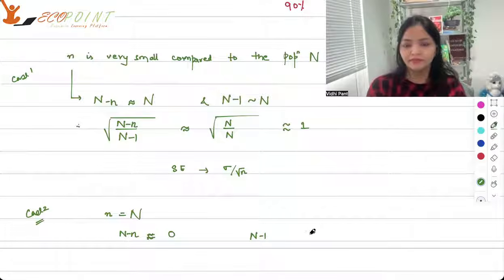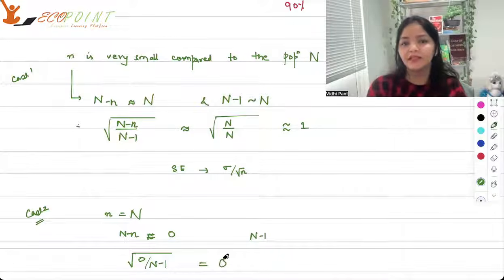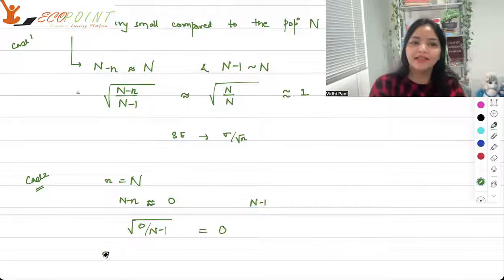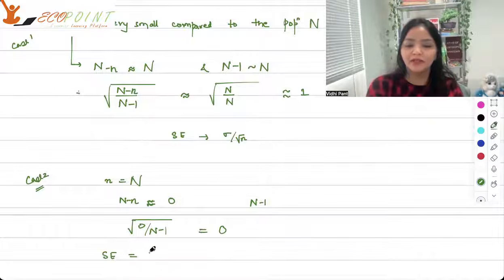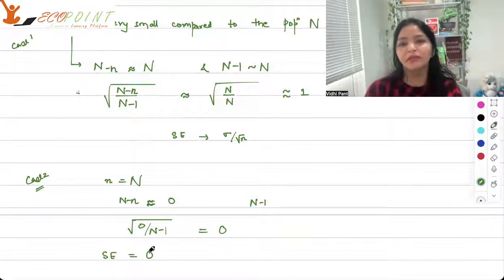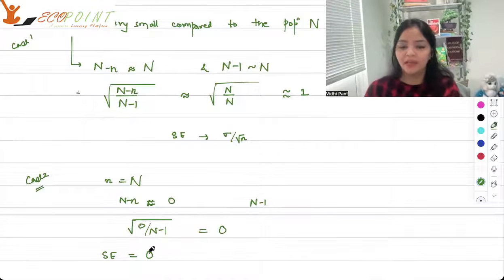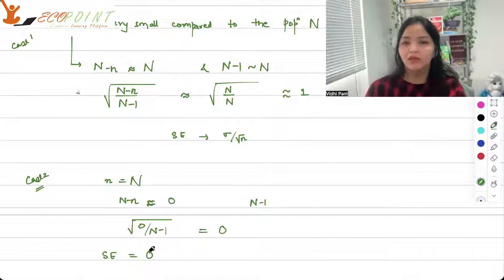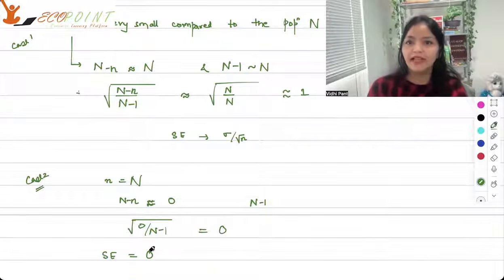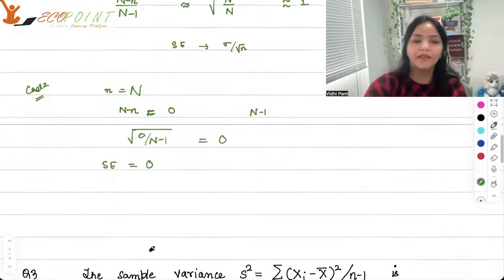And N minus 1 is just N minus 1. So, if you look at your correction, it is 0 upon N minus 1. No matter what N is, this will be 0. So your standard error itself would turn into 0 because you will be multiplying with 0. And isn't this very logical? If you're taking the entire population, there should be no uncertainty at all, right?